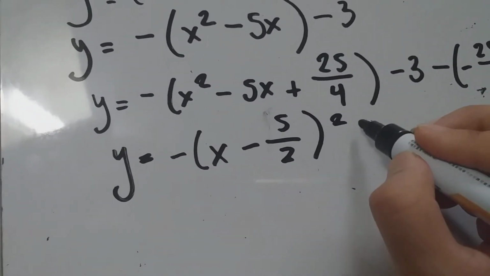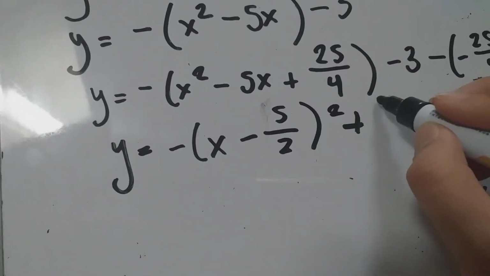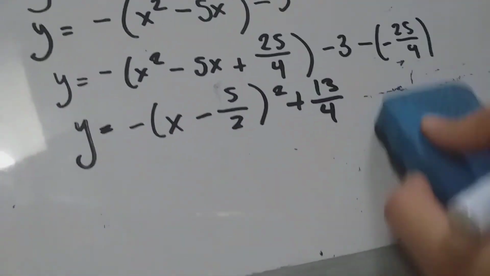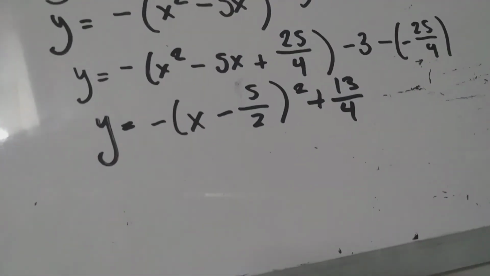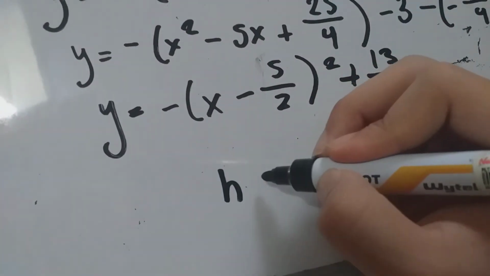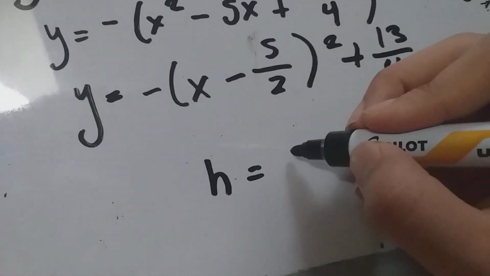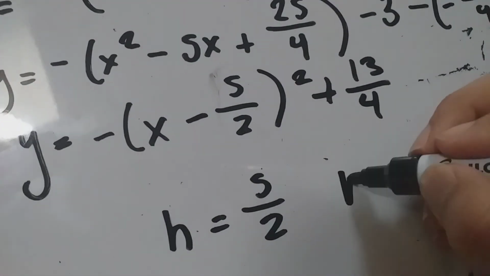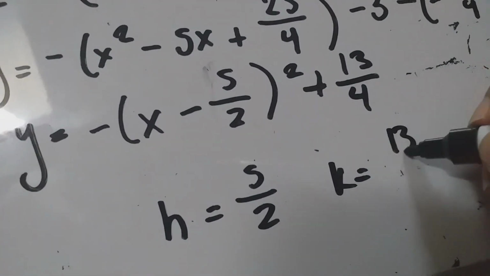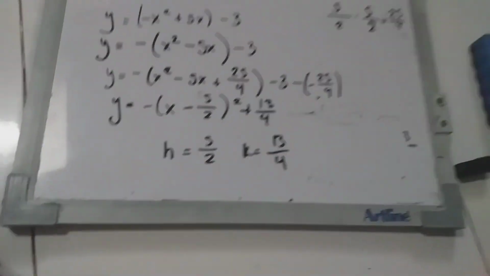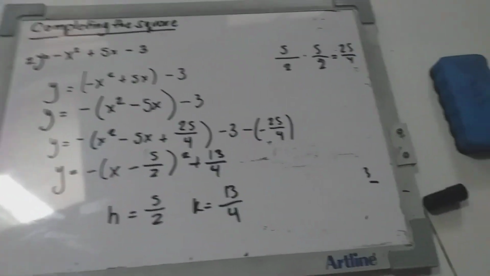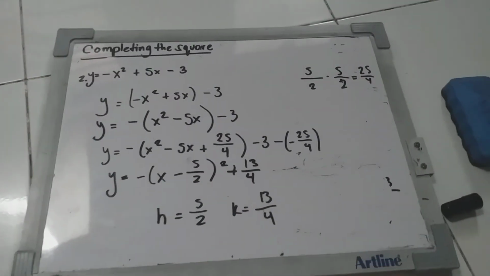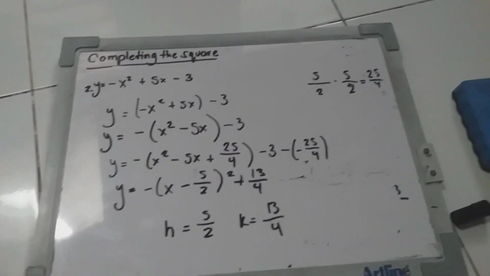That's it. Your k is positive 13 over 4. There you go. Your value of h is equal to positive 5 over 2, and your k is equal to 13 over 4. So if you're wondering if fractions can happen, yes, fractions can happen. And this is the answer to that over here. That's it. Thank you. Goodbye.